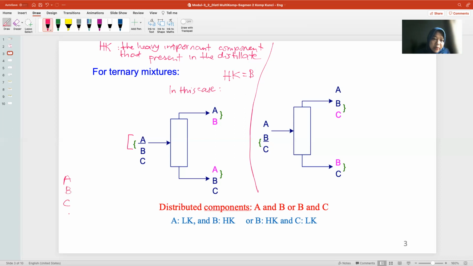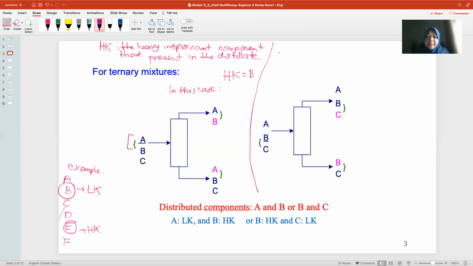So for example, there are A, B, C, D, E, F. It might happen that sometimes the heavy key may be around this one, for example, or the light key might be this one. Okay? So with this definition, we can conclude that the heavy key is the heaviest important component that is present in the distillate. What about F? Maybe F is not present in the distillate, or maybe it is, but very, very tiny, and it's not important for the specification of the product. So for example, A is the heavy key.